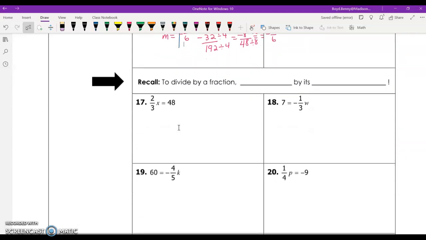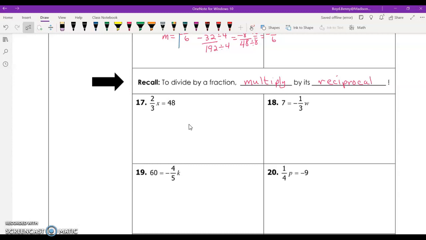Okay, so let's see what we have here. We're going to move on to multiplication and division. So to divide a fraction, you multiply by its reciprocal. Now you guys remember this as keep, change, flip, but really we want to learn our vocabulary correctly, multiply by the reciprocal. Okay? So here I see I'm multiplying x by 2/3.